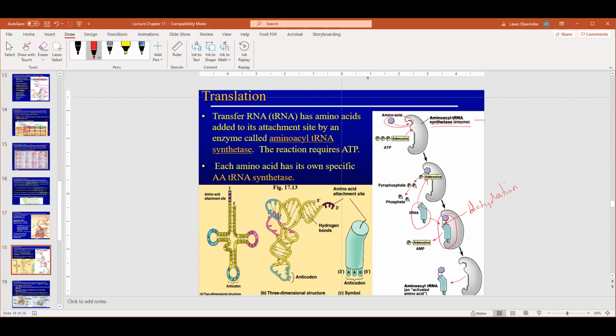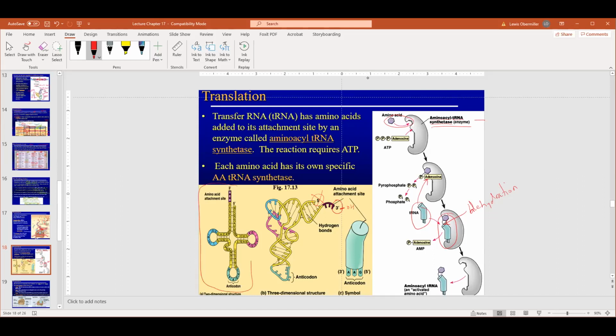And it's done very specifically. It has to attach to the 3' end of the tRNA, because that is the one with the hydroxyl group on it. So that it doesn't attach to the 5' end, because it can't do the dehydration reaction to link it together. I don't care that you know this.